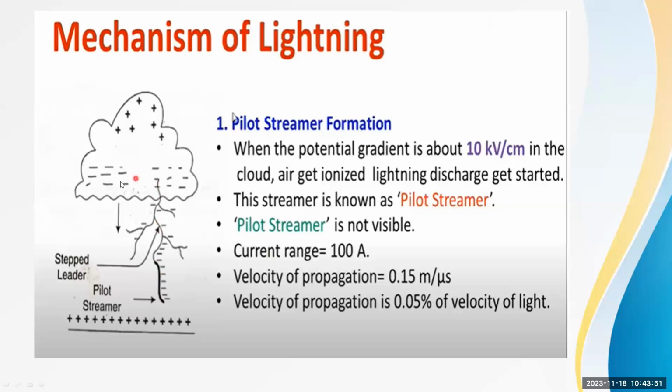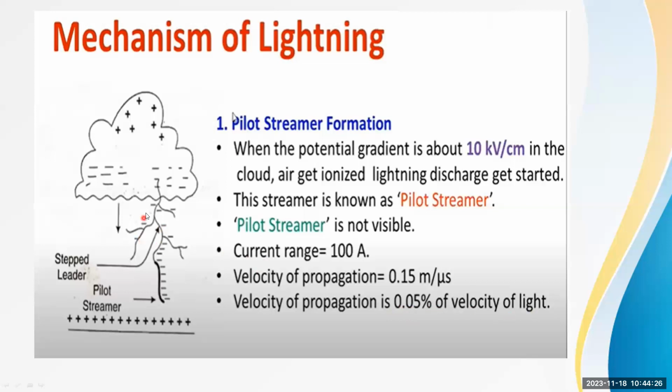Negative charges in the cloud flow like this through the pilot streamer, going to the downside. This streamer is known as the pilot streamer. The pilot streamer is not visible. Its current is approximately 100 amps. The velocity of propagation is 0.15 meter per microsecond, which is 0.05 of the velocity of light.